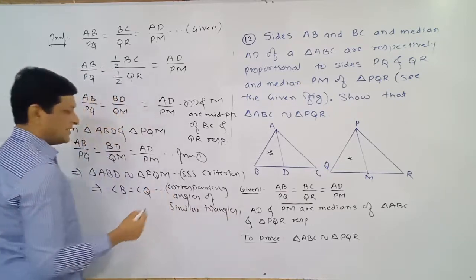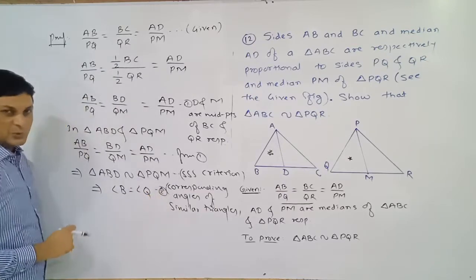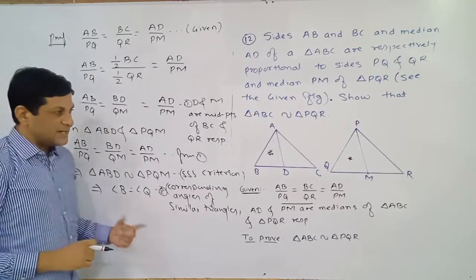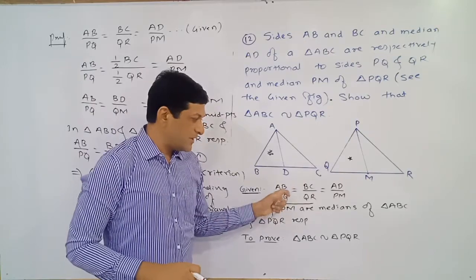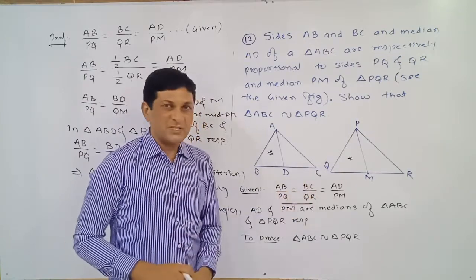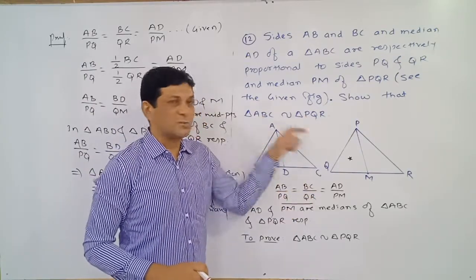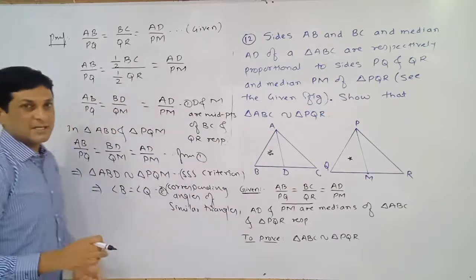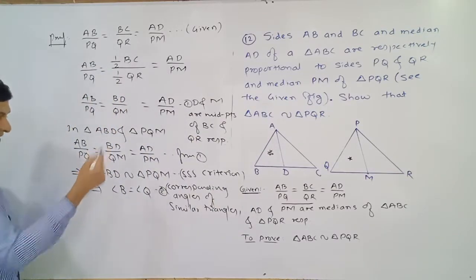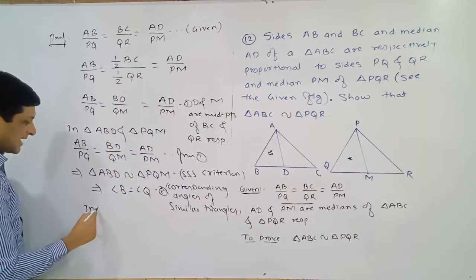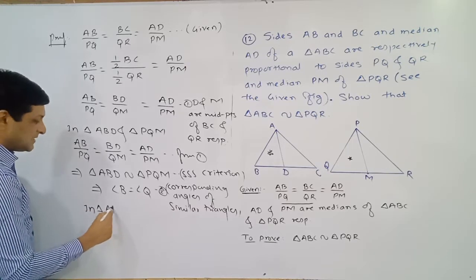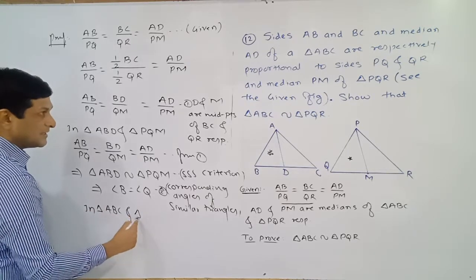Well, let us denote it by equation number 2. Now, once this angle B and angle Q are equal, and already AB upon PQ will be equal to BC upon QR, we can say that these two triangles are similar by which test? SAS. So now we are considering triangle ABC and triangle PQR.